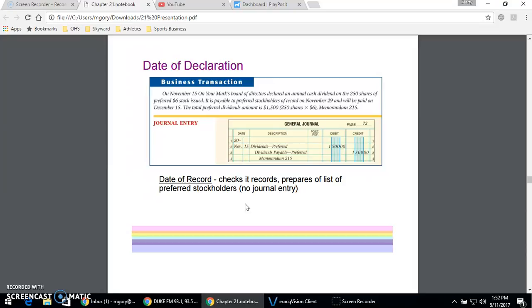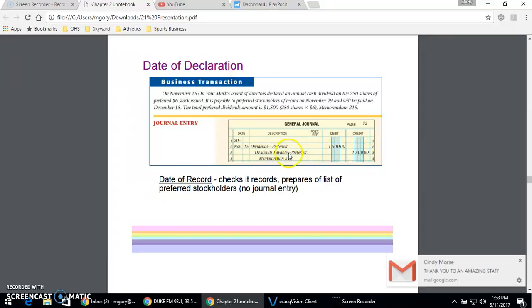So the total preferred dividends is going to be $1,500, which is 250 times the dividend amount of $6. Memorandum 215 is the source document. So we first have to issue the dividend. We haven't actually paid our owners yet. So now we declared a dividend. Dividends preferred, 1,500. Dividends payable preferred, 1,500, which means we owe this to our owners, but we haven't paid them yet.